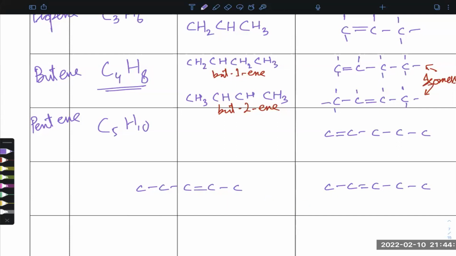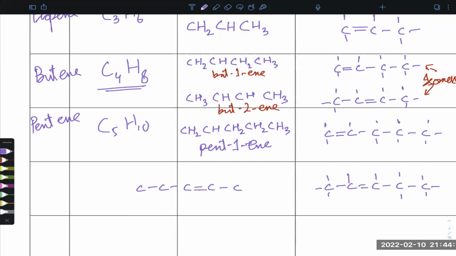So now I'll fill them up. 1, 2, 3, 1, 2, 1, 2, 1, 2, 3. Okay. So I'm getting CH2, CH, CH2, CH2, CH3, and this one is going to be pent-1-ene. And this one, I'm going to fill them up. 1, 2, 3, 4. So this is CH3, CH, CH, CH2, CH3, and this one's going to be pent-2-ene.